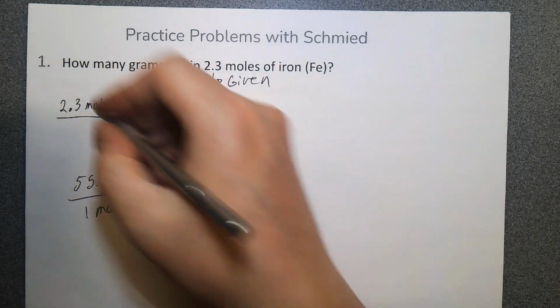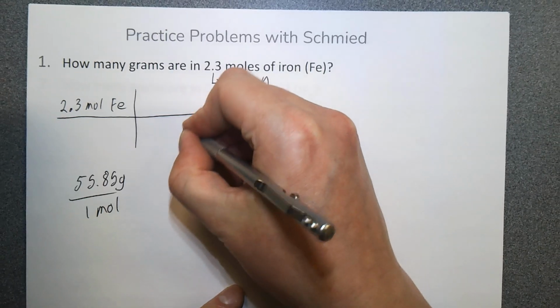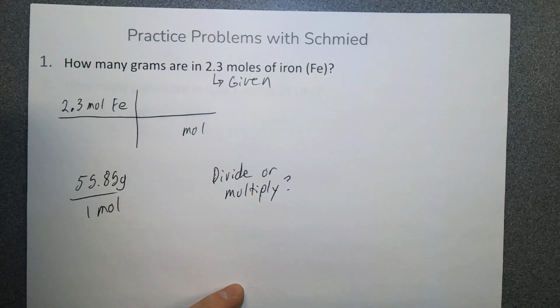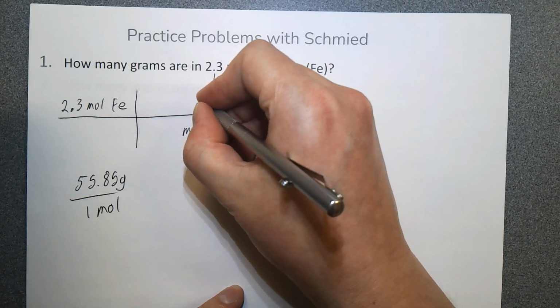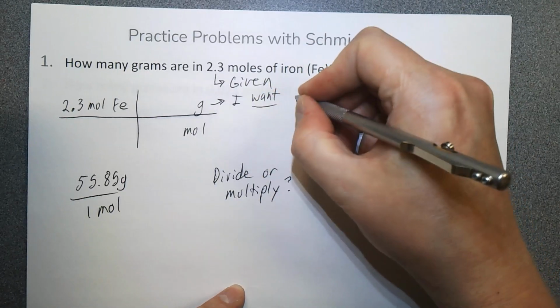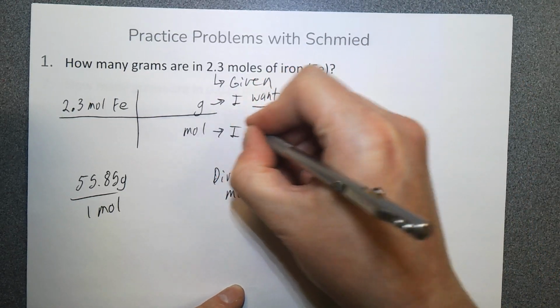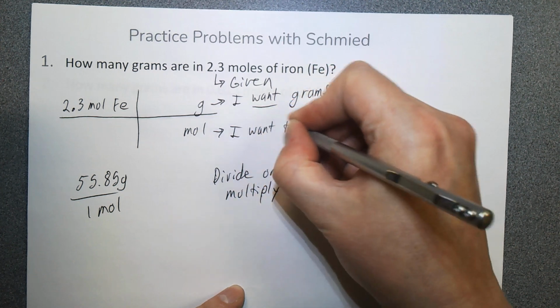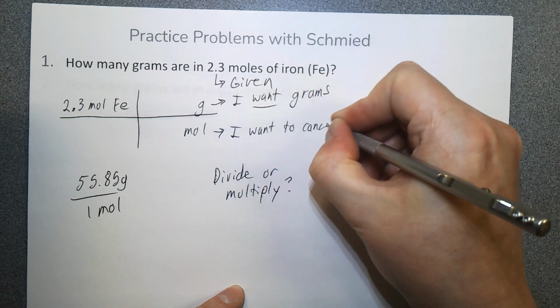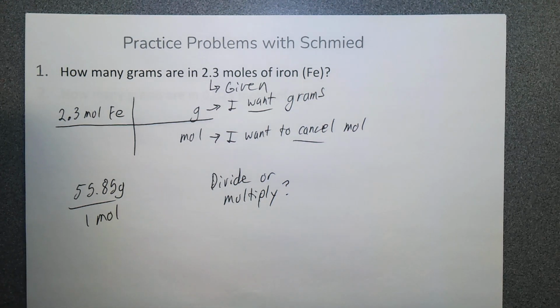We need moles to cancel with moles. So I need moles here and moles there to cancel. The unit I want is going to be on top, so grams is going to be on top, because I want grams. And I want to cancel moles. So to answer our question, do we divide or multiply?